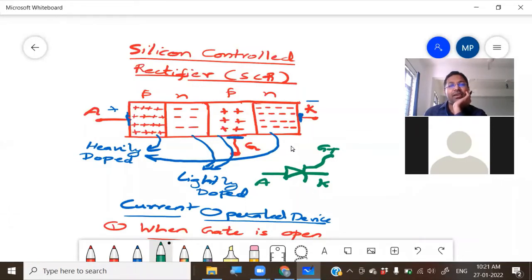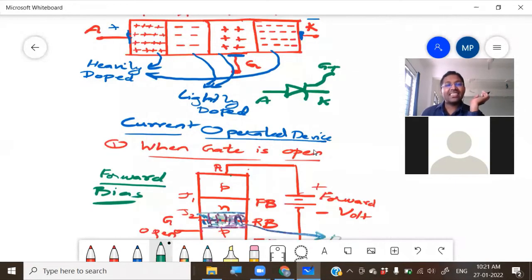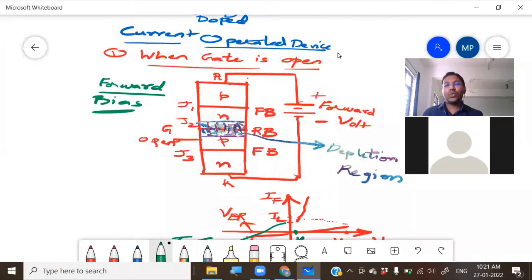The symbol of SCR is this. Something like a diode, but additionally you have a gate terminal. We will see the characteristics shortly, and then you will understand why the symbol is like this. Next, in the previous class, we were studying two cases.